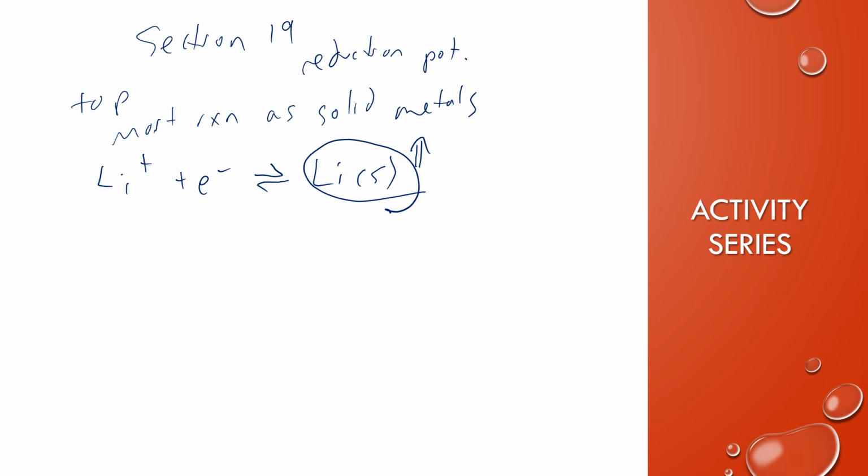There is not an activity series given for nonmetals in the data booklet, so you'll need to use just periodic trends for that. As you go further down, the nonmetals become less reactive.